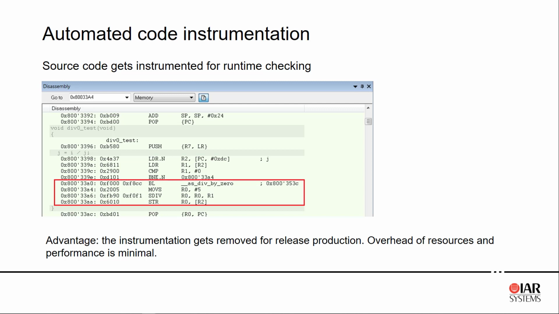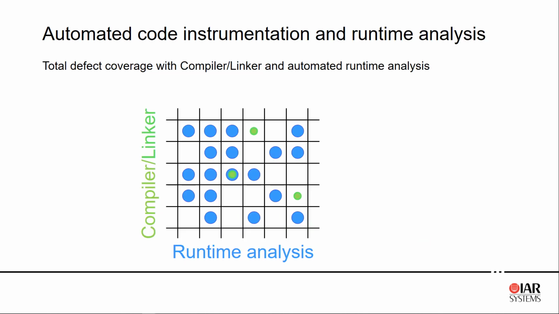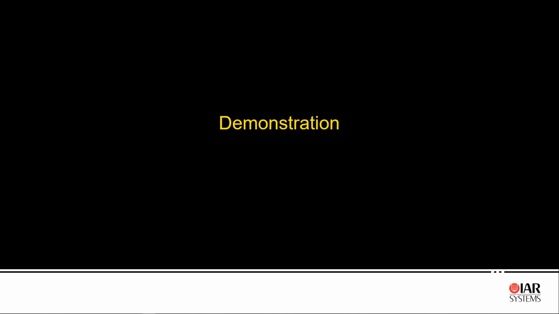Another way that you can get around it is by using automated code instrumentation methods. In other words, something that does dynamic or runtime analysis of your source code. So if you look at that chart that we had a minute ago where the compiler and linker can catch some issues, if you use that in conjunction with runtime analysis, and especially if you also use static analysis with runtime analysis, it can help find many more types of defects. So with that, let's go to a quick demonstration and we'll see what this looks like in real life.